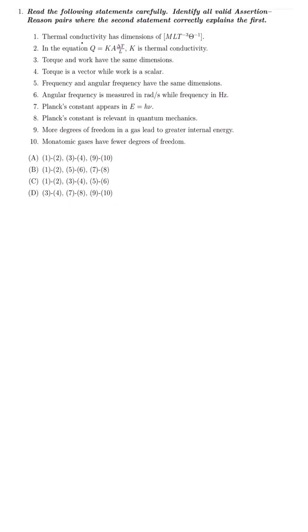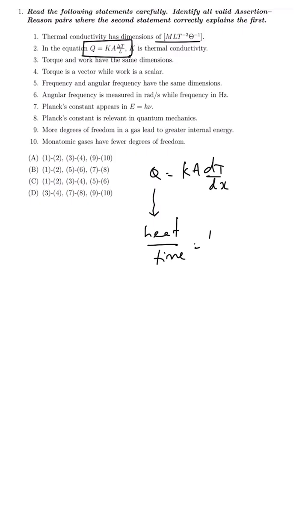So let's go with statement one. Thermal conductivity has dimensions of this, but how do you find out dimensions with this formula? Q is nothing but KA dT by dx. What is Q? Rate of heat transfer. Q, heat by time, equals K, which is nothing but thermal conductivity. Yes, right? And with this we find out.